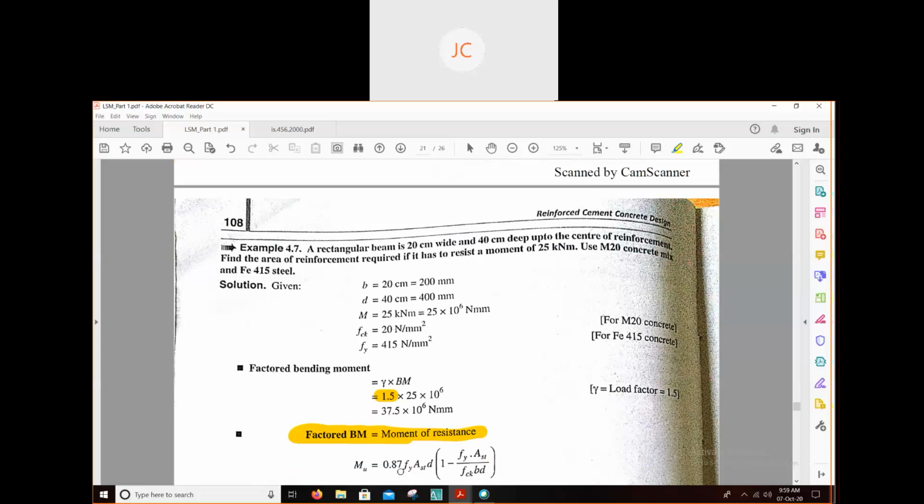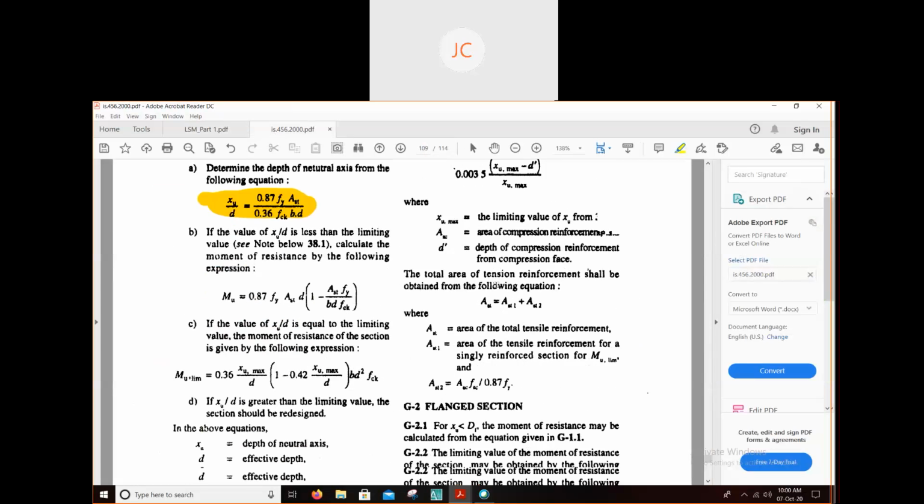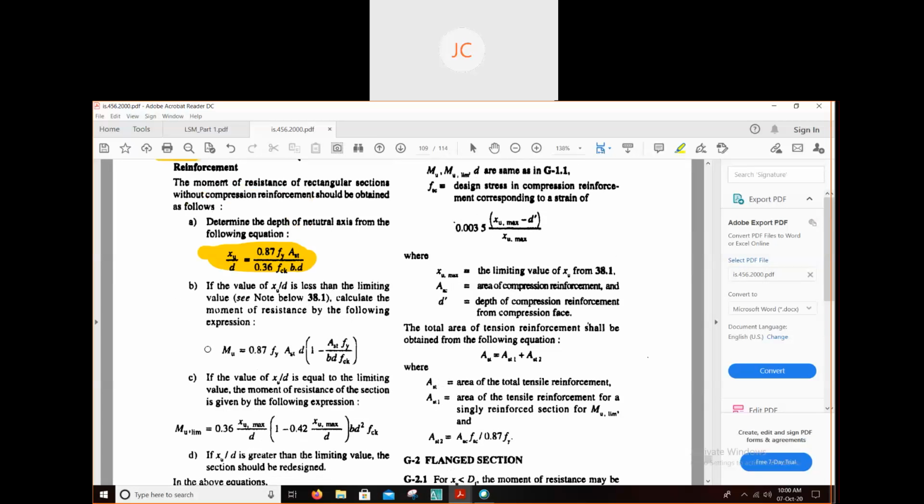So we will use this formula from IS 456. This formula is given in IS 456. Have you got this formula, all of you? Please open your IS 456. Go to page number, I think it is 96 or something like that. Yes, go to page number 96 of IS 456. You will see this formula. The moment of resistance is given by this formula. So we have to use this formula for moment of resistance.